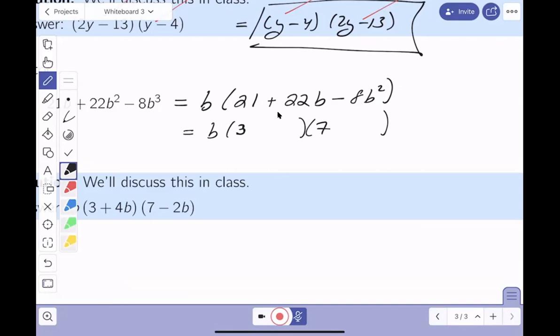And then I'm going to look at that 8B squared on the end. I know it's negative, but I'm not too worried about that. I'm worried about the 8B squared. I'm going to say it could be 8B times 1B, 2B times 4B. Not much choice on it. I'm going to go with the 2B and 4B, and I'll write this down for you.